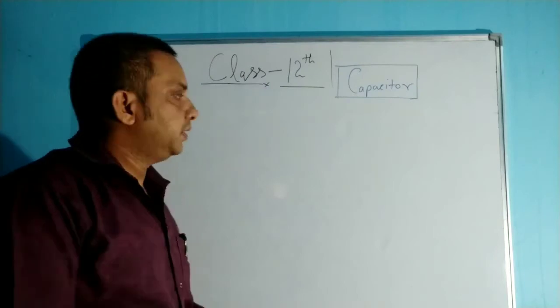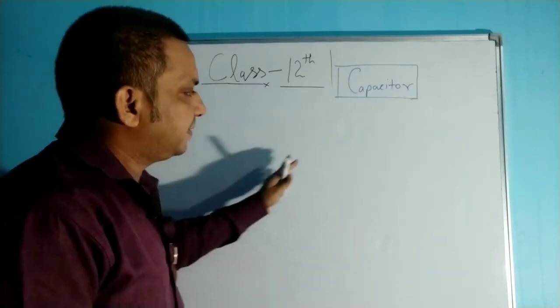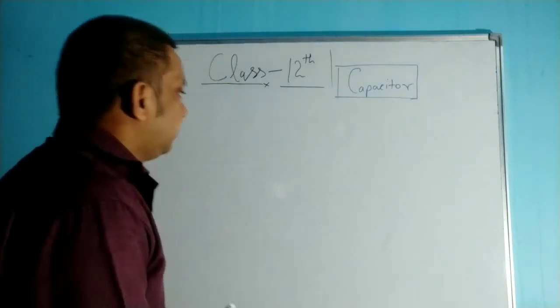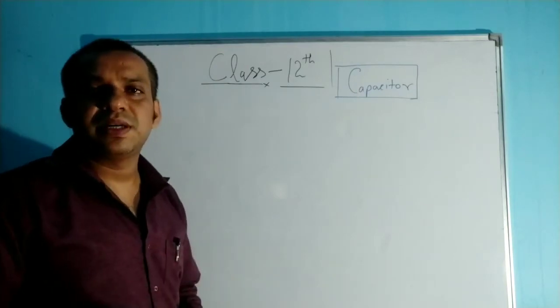Now the parallel plate capacitor is this kind of arrangement here. So just see here what are the factors which will affect the capacity of this parallel plate capacitor.